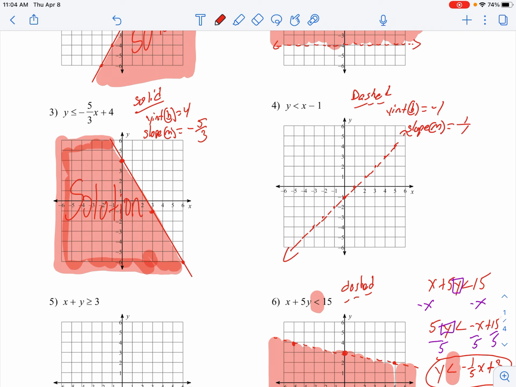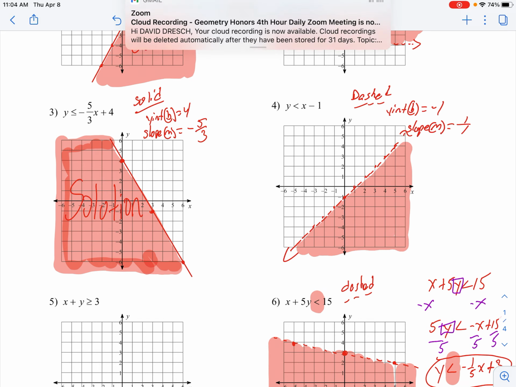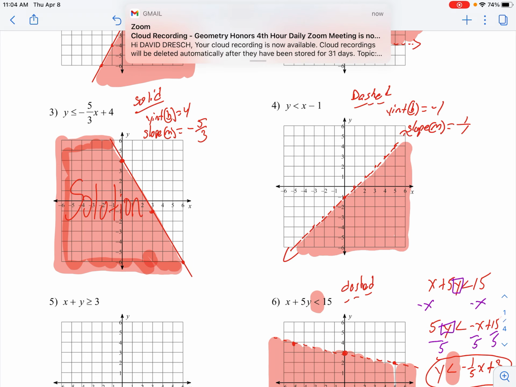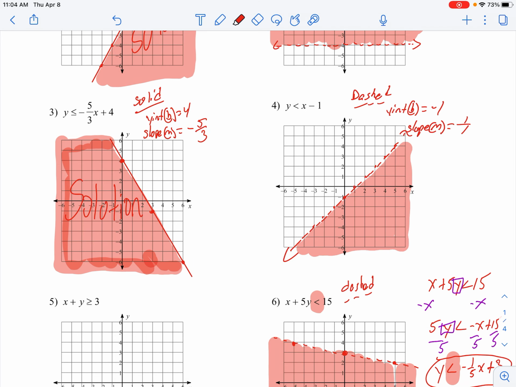Because it is less than, we want points below the line. So I'm shading everything below the line. If you're a point on the line, you are not a solution because dash means not inclusive. It is not part of the party.